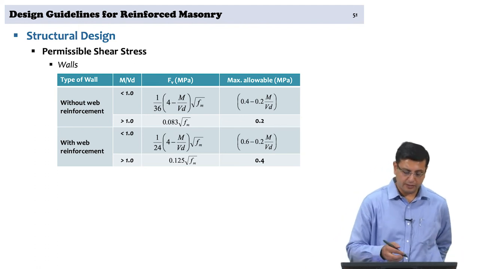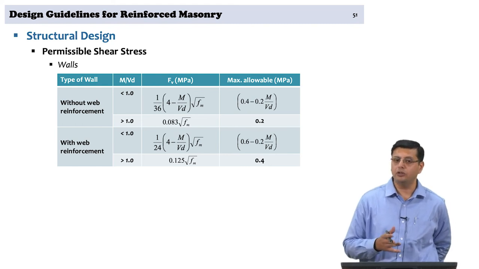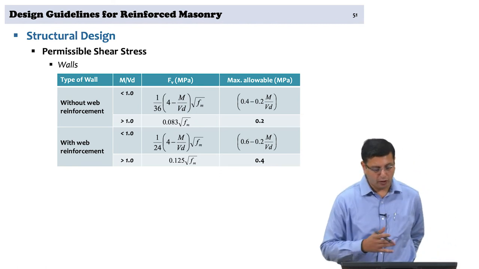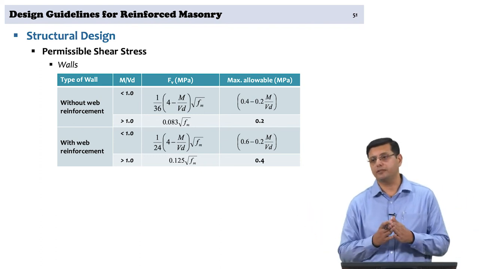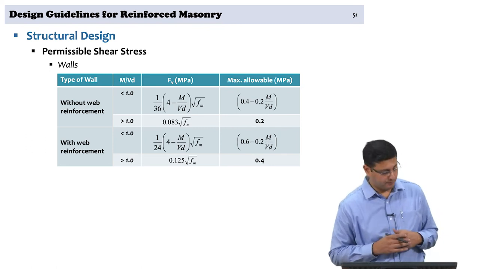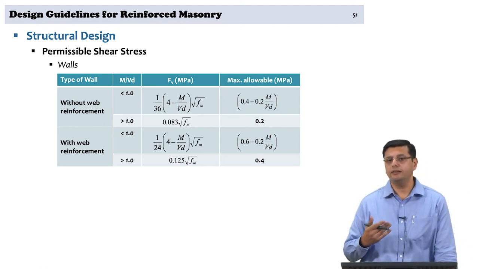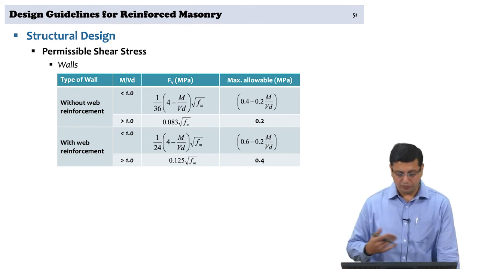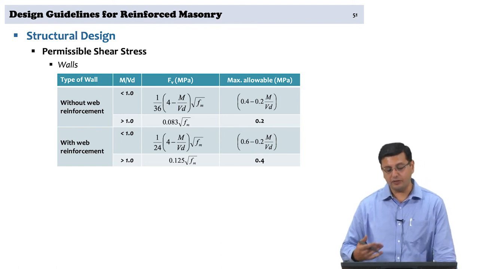But then the classification is based on M by Vd ratio, which is nothing but the aspect ratio of the wall, H by L. So, the aspect ratio of the wall less than 1 would mean we are looking at squat walls, and aspect ratio greater than 1 would mean we are looking at slender walls. And so, depending on whether we are looking at squat walls or slender walls, the shear behavior starts dominating in a squat wall.